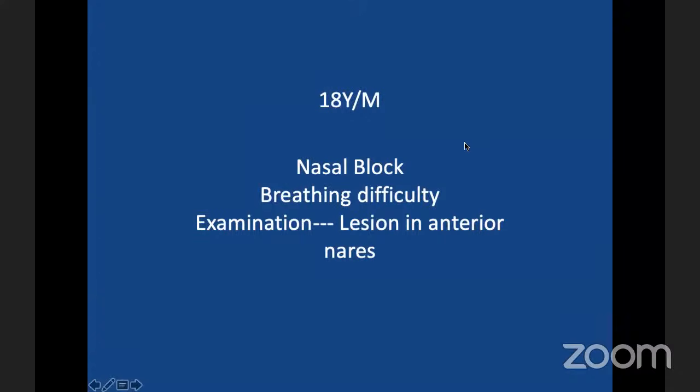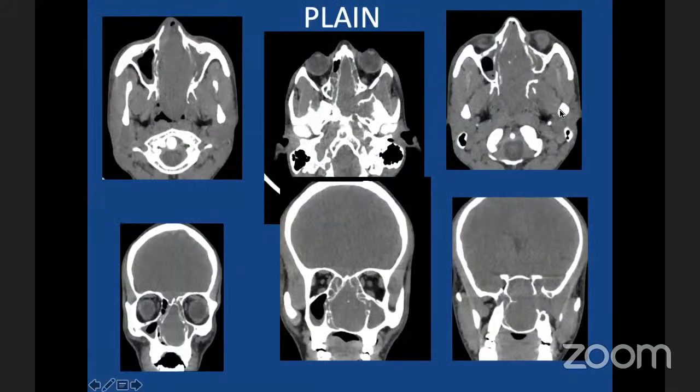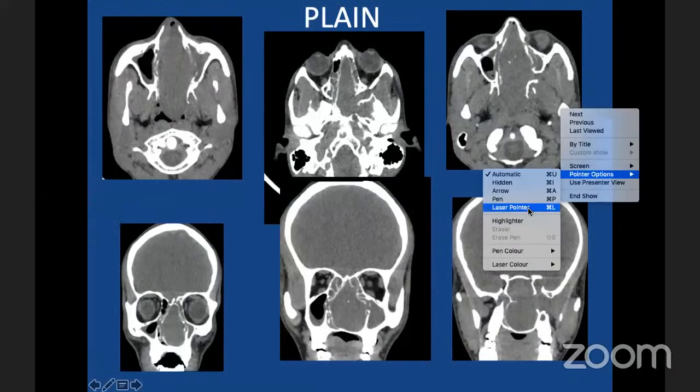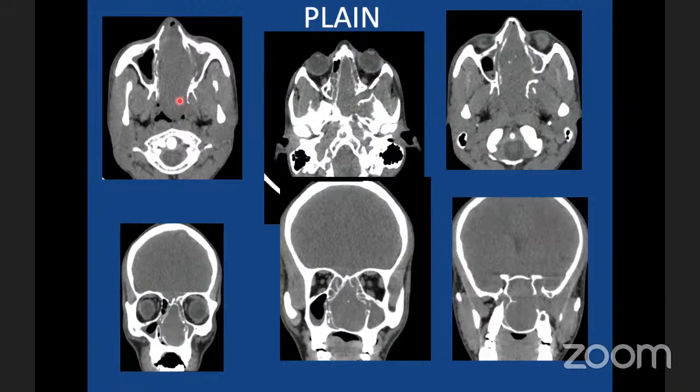An 18-year-old male, nasal block, breathing difficulty, and on examination, this is what the ENT surgeon can see. There was a lesion in the anterior nares. Beyond that, the ENT surgeon could not see. Mind you, 18-year-old male. I'll just take two laser pointers. Okay.